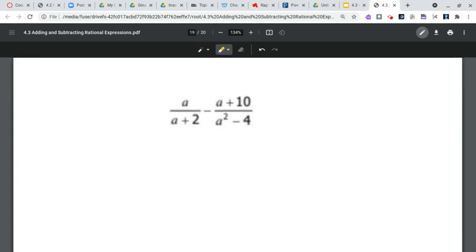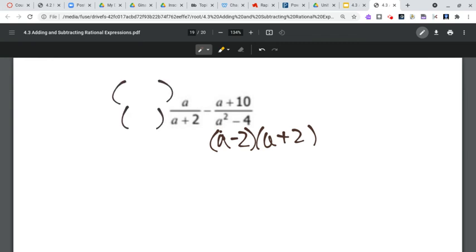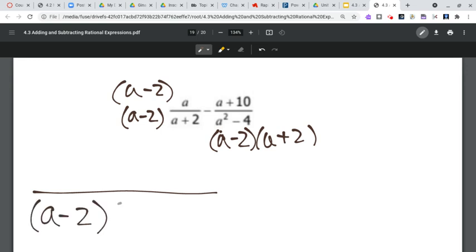Okay? Left-hand denominator is not factorable. Right-hand denominator is a difference of two perfect squares, a minus 2 times a plus 2. That indicates to me I need to multiply by an a minus 2 on the left-hand side only. I'm going to multiply a minus 2 in the denominator and in the numerator. My carried through common LCD, least common denominator, is a minus 2 times a plus 2.